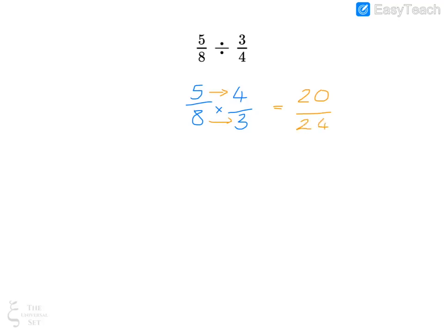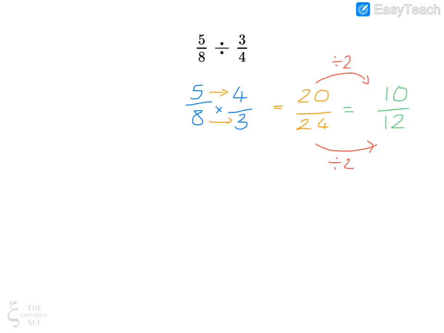Now, this is my answer, but it's not the best way for me to leave my answer. What I need to do is simplify. So we need to think about, what common factor do we have between this 20 and this 24? I'm spotting straight away that those are both even numbers. So let's first of all divide them by 2, shall we? So 20/24 is going to be the same as, let's draw on my working. I'm going to divide by 2 on the top, and I'm going to divide by 2 on the bottom. And that's going to give me 20 divided by 2 is 10, 24 divided by 2 is 12.